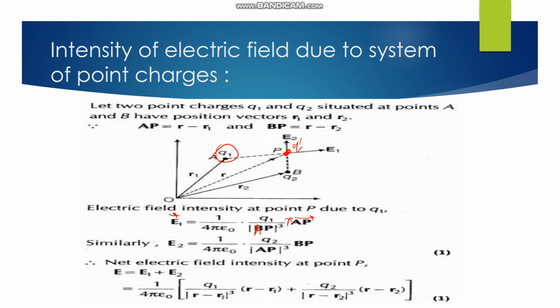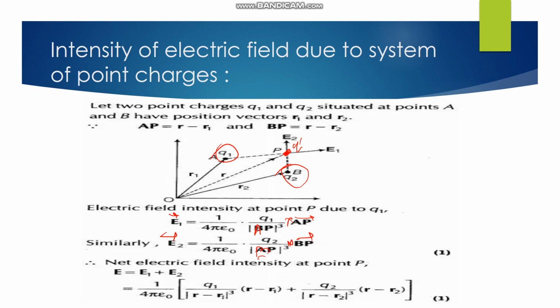Now similarly, the electric field intensity at point P due to charge q2. Here q2 will act as a source charge. So we get the equation E2 vector is equal to 1 by 4 pi epsilon naught q2 by BP cube into BP vector. So the net electric field intensity at point P is equal to E1 plus E2.